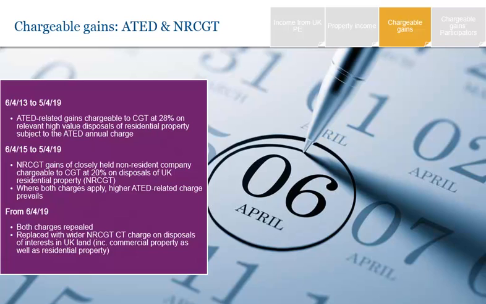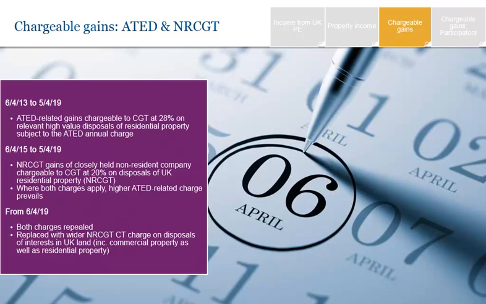In addition, from 6th April 2015 to 5th April 2019, closely held non-UK resident companies were also chargeable to non-resident chargeable gains, or NRCGT, i.e. capital gains tax on disposals of UK residential property at a special rate of 20%. Note that both charges are, in certain circumstances, capable of applying to the same disposal, and in such cases the higher ATED-related charge generally prevailed.